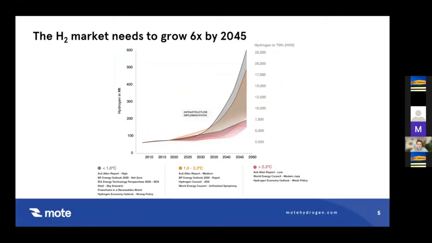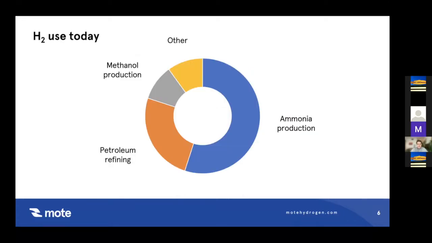On hydrogen, it's already a very large market. Globally, it's already over 100 million tons produced every year. But to get to the emission reductions we need to get to net zero, this is going to have to scale rapidly. In any scenario in which we stay under 2 degrees Celsius of warming, this is going to have a massive ramp up in infrastructure, which we're hoping to help usher in.